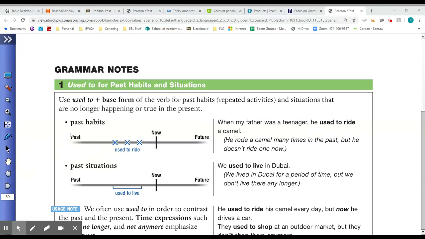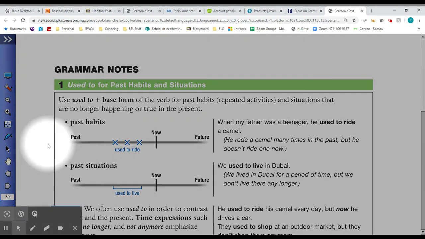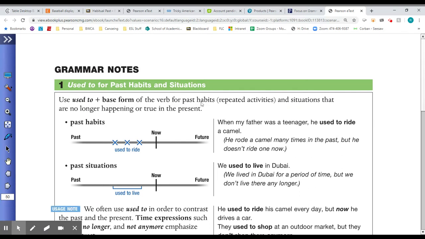Let's look at how the habitual past is used. Quick review. The habitual past is formed with used to plus the base verb. This grammar structure is used to talk about past habits, events that were repeated, or situations that are no longer true in the present.